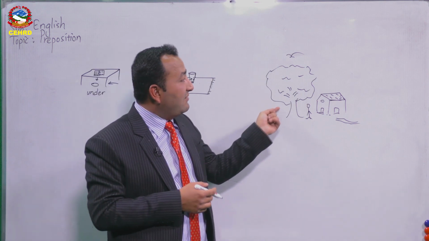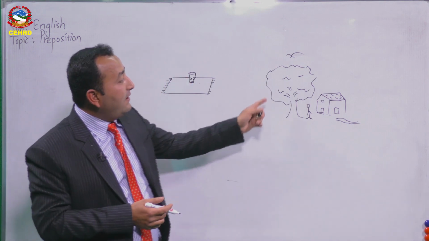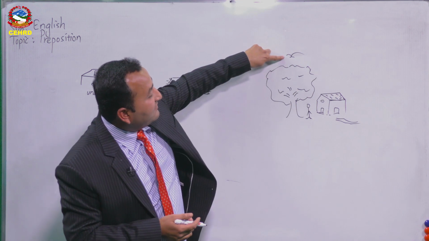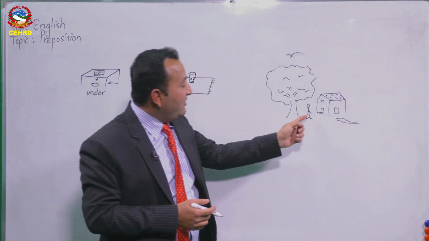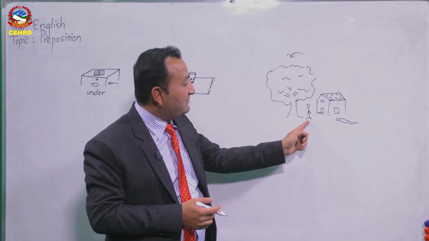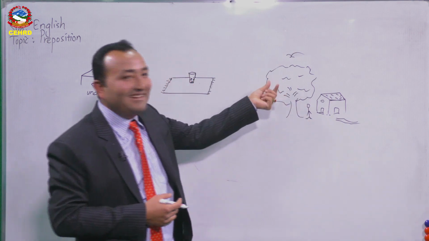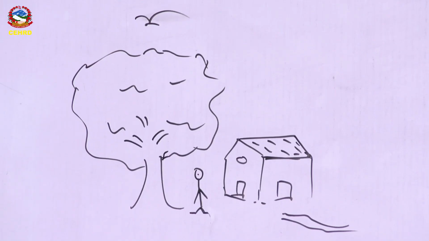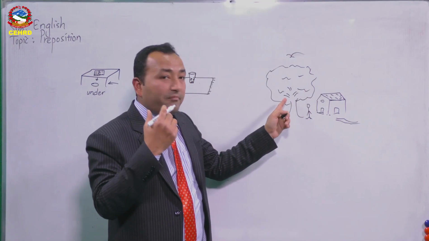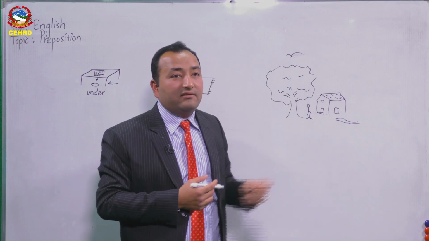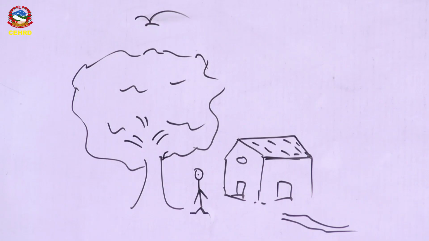Next, let's come to this picture. You can see a bird flying. You can see a boy standing there. You can see a picture of a house, a typical Nepali house. And there is a tree. So, where is the boy? Where is the boy here? The boy is between the tree and the house, right? The boy is between the tree and the house.